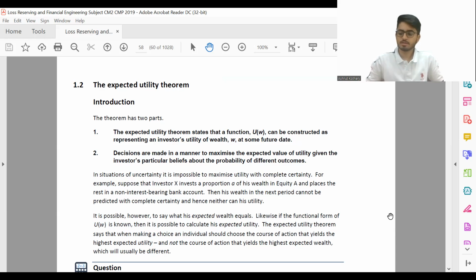Second point: decisions are made in a manner to maximize the expected value of utility, given the investor's particular beliefs about the probability of different outcomes.